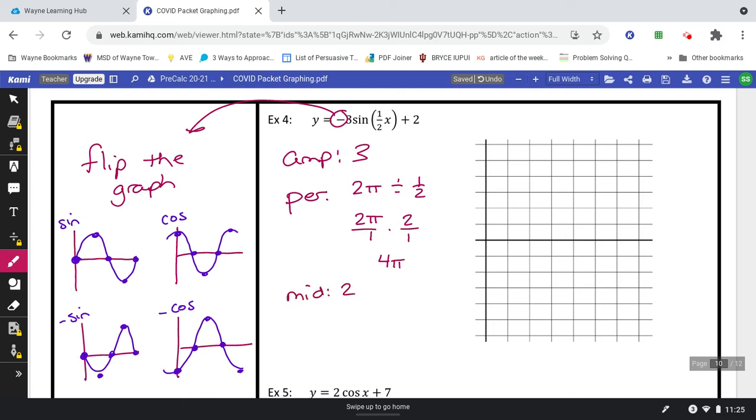Midline is going to be 2. The minimum and the maximum always count from 2. 3 up would make 5. 3 down would make -1. Then we label our axes. The little box on Delta Math, you're going to put a 1 right there. 0, 1, 2, 3, 4, 5. That's the highest my graph is going to go, and -1 will be the lowest it goes. Then the period, 4 pi, and you'll take the dot and drag it all the way over to the 4th line.